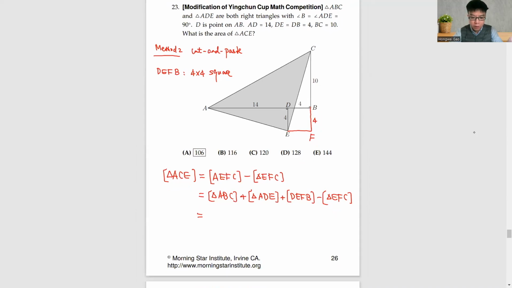So ABC is 1/2 times 10 times 18. ADE is 1/2 times 14 times 4. The square is just 4 square minus EFC. So 1/2 times 14 times 4. And this equals 106. It is the answer.